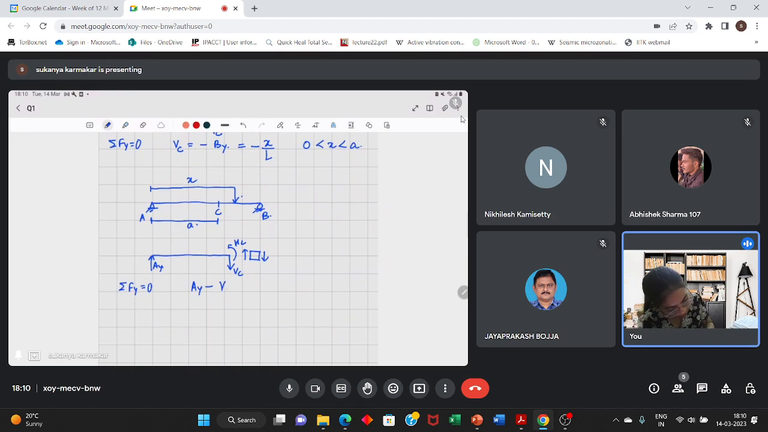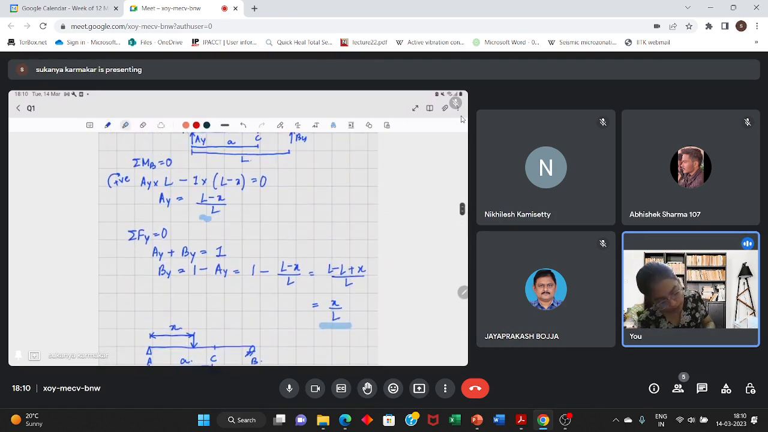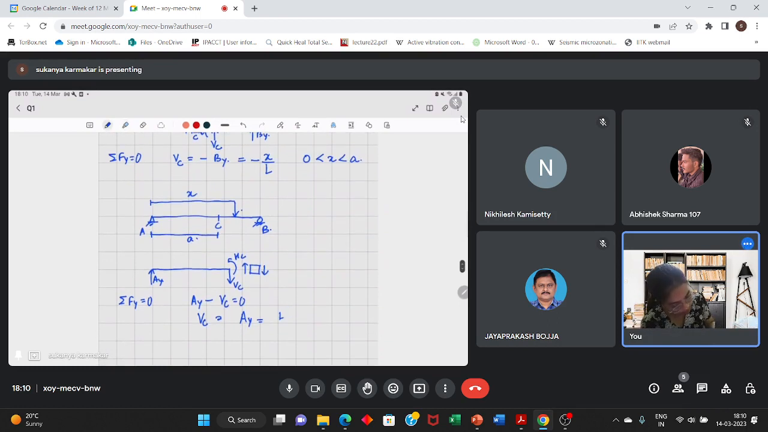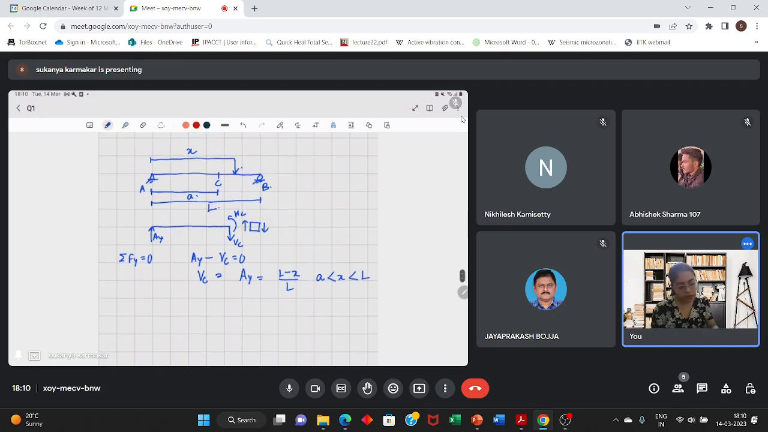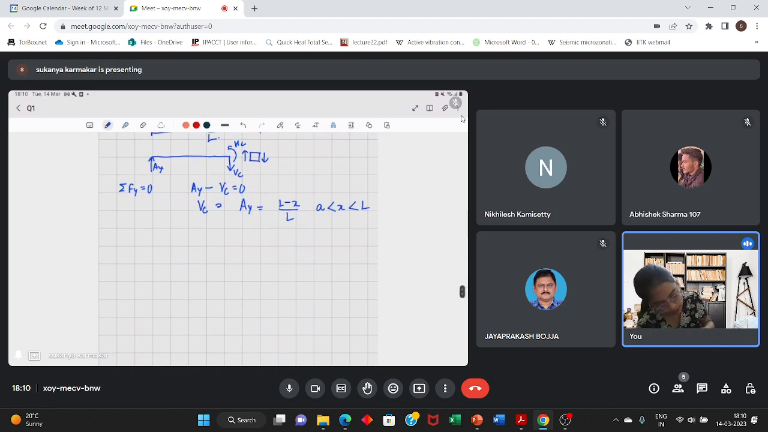So now again I'm summing the forces in the y direction. Then AY minus VC is equal to 0, or VC is equal to AY. And we had calculated AY to be equal to (L minus X) by L. So here AY is (L minus X) by L, where X varies from A to capital L. What is capital L? This is capital L.